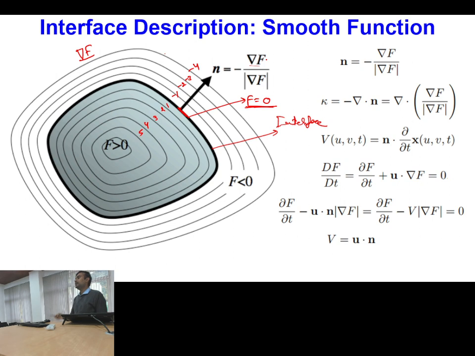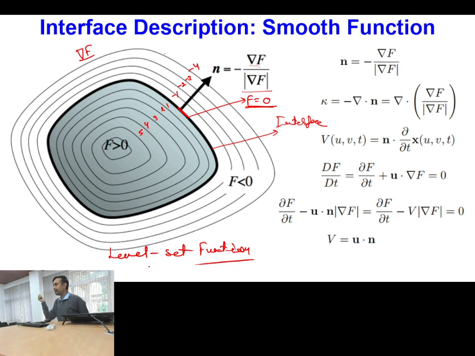To make it a unit vector, we take the gradient of f divided by the magnitude of the gradient of f. Is this one clear? This is one important smooth continuous function, which is called the level set function. Later on I will introduce you to different methods for evolution of the interface. One of the methods is the level set method. So this smooth function forms the basis for the level set method.